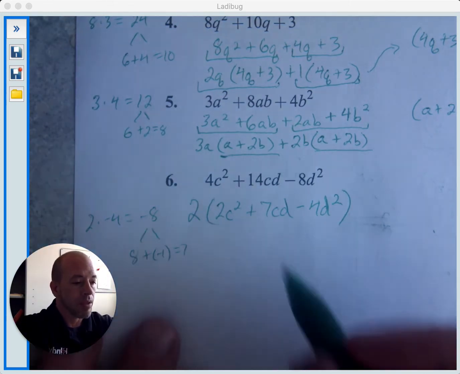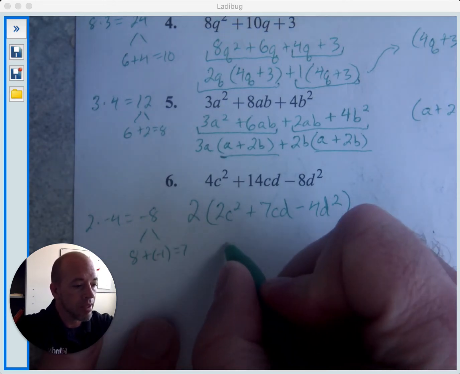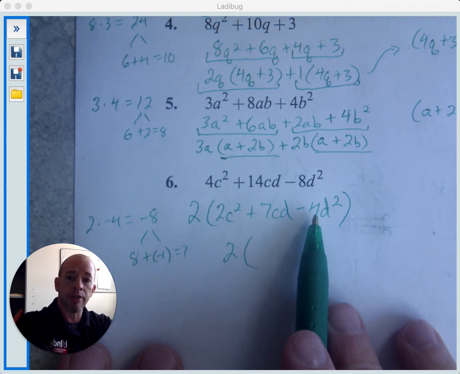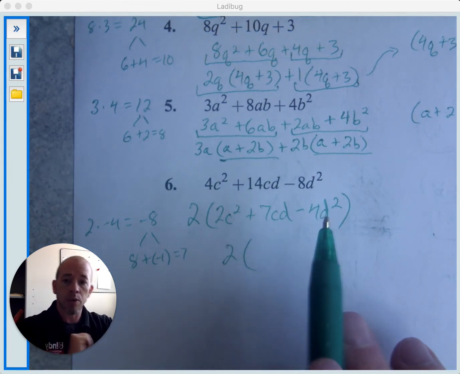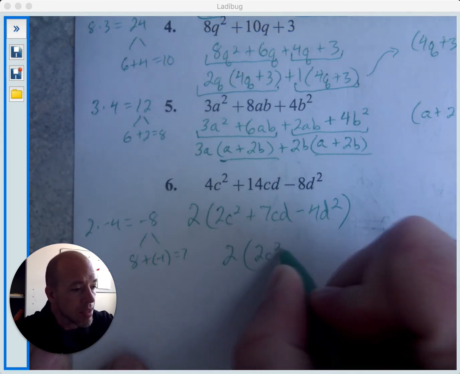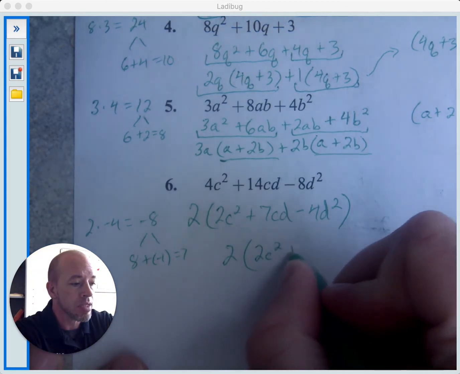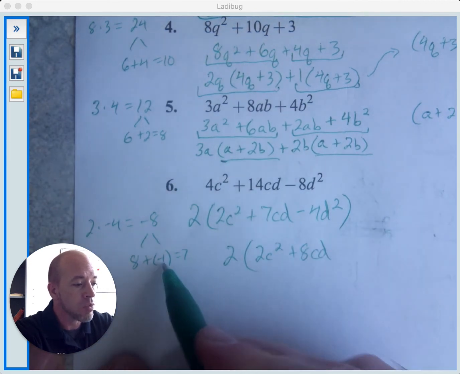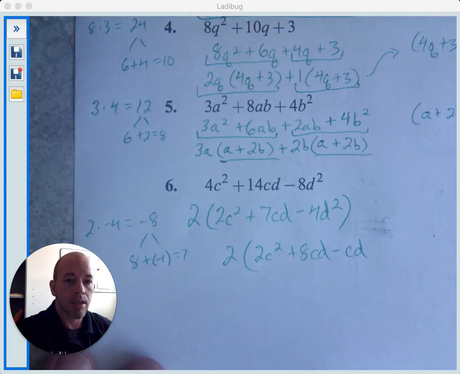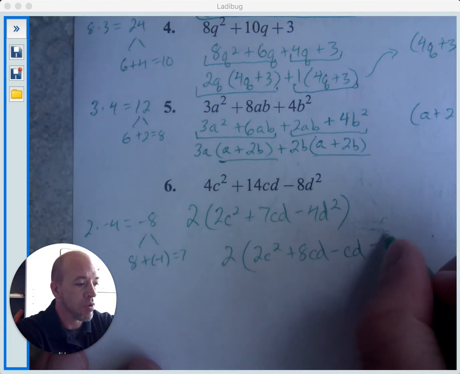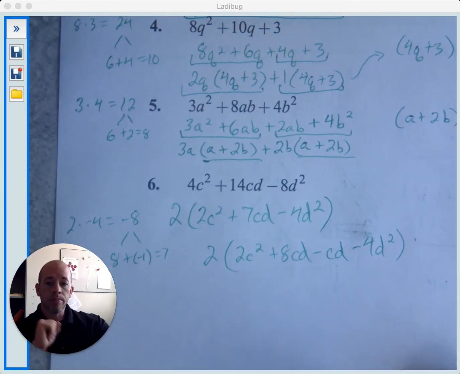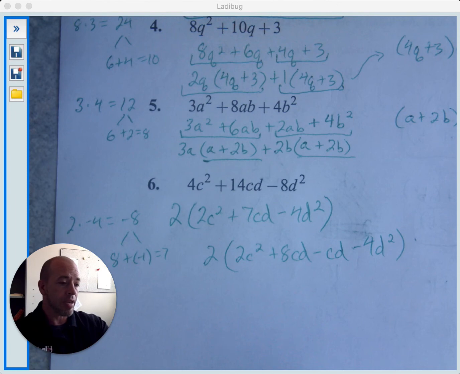So this is going to look like this. The 2 doesn't go away. It's still out here. The trinomial, we're going to turn it into a 4-term polynomial. We could call it a quadrinomial. So we have a 2c squared still. The 7cd we replace with plus 8cd and minus 1, or just minus cd, right? And then we have a minus 4d squared. Now we have our 4-term polynomial in the parentheses that we can factor by grouping.